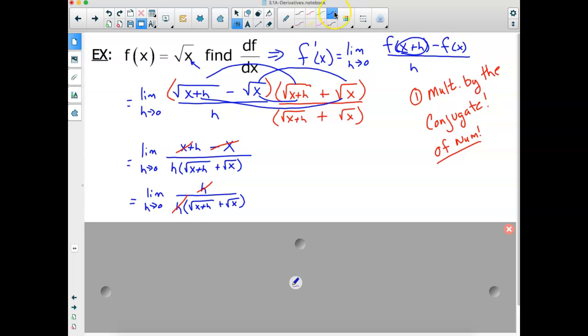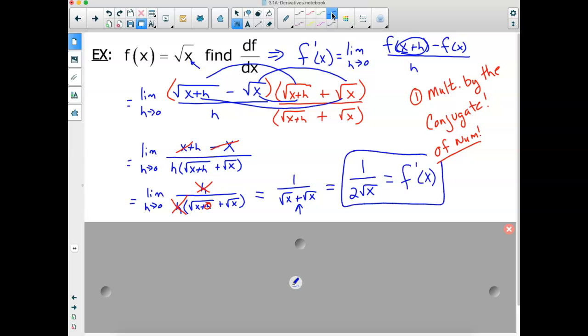Okay? So after I do this and I plug in my 0, that just means every h is gone. These don't, because I reduced those. So what do I end up with? I end up with 1 over the square root of x plus the square root of x, which, since I'm adding, gives me 1 over 2 square root x, which is what my derivative in terms of x would be.